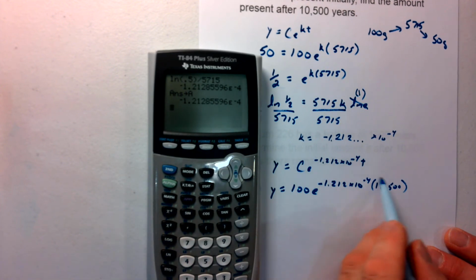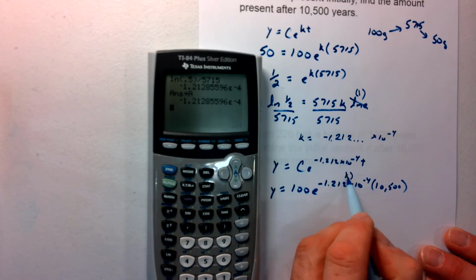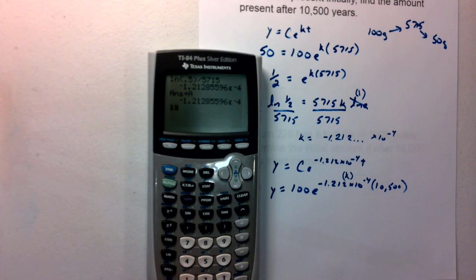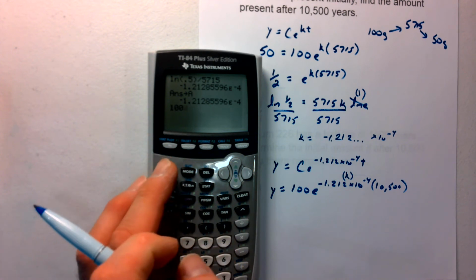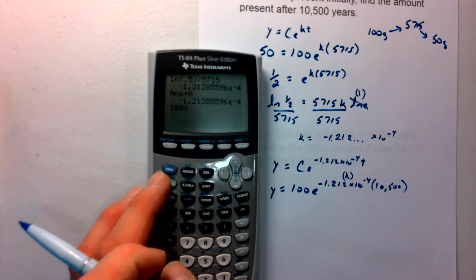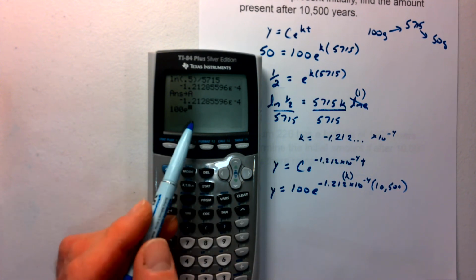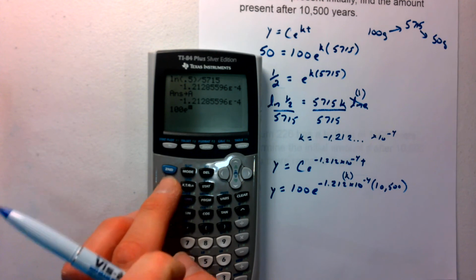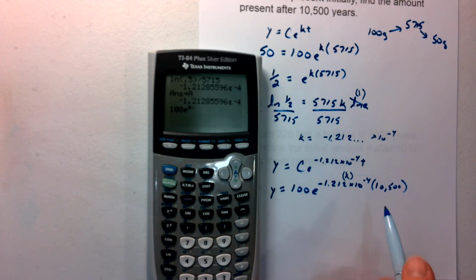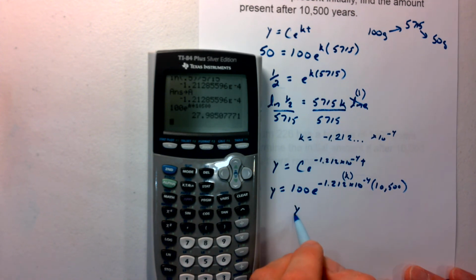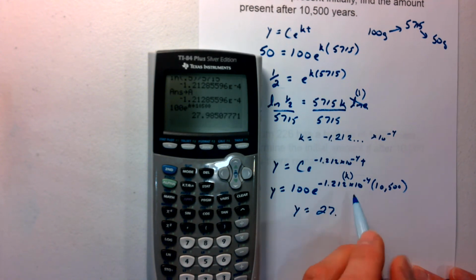So now it becomes a calculator problem. All I do is put this in. I know this here is my k value. So if I put in 100, my e value, so my second natural log is going to be my e. I'm going to put my k value, which is my alpha a, and then times 10,500. Go ahead and hit enter, and I'm going to end up with y equals 27.985, and that's going to be grams.